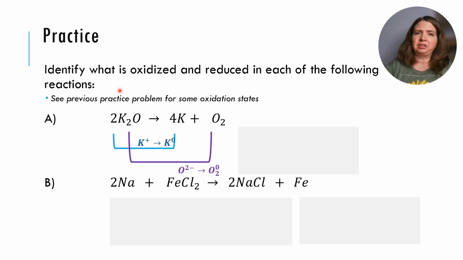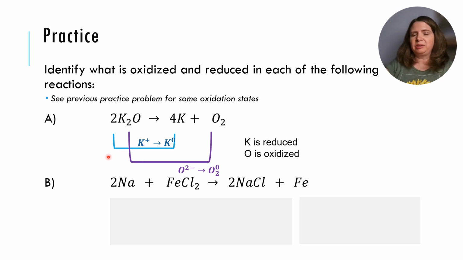Now let's analyze the changes. Potassium goes from +1 to 0. This is a decrease in oxidation state, so potassium is undergoing reduction. Oxygen goes from -2 to 0, which is an increase in oxidation state, meaning oxygen is undergoing oxidation. One more practice problem.